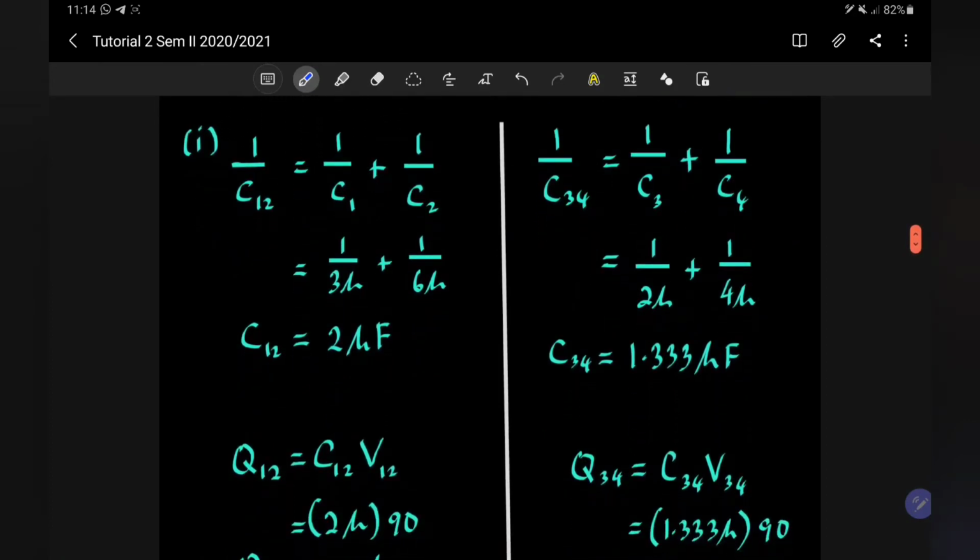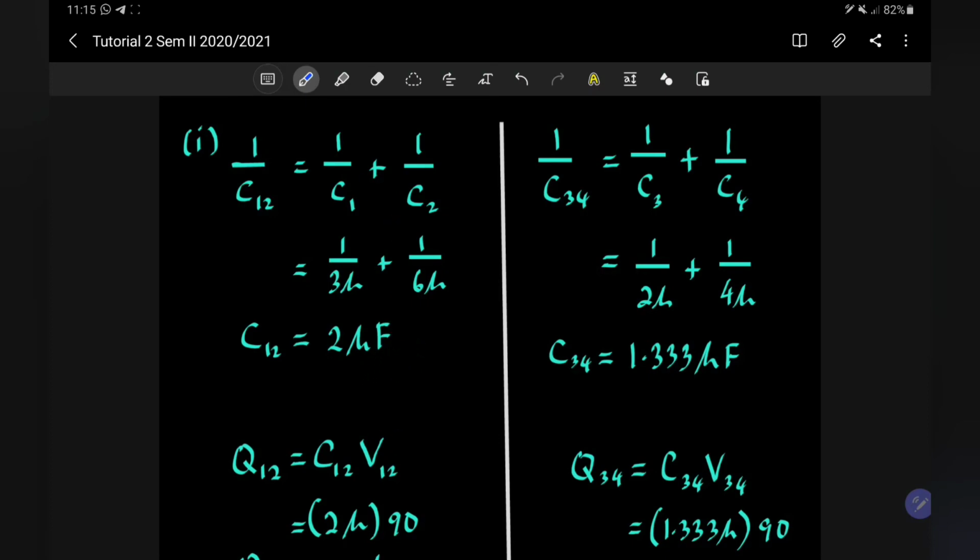We just start with 1 and 2. First we calculate C12. So 1 over C12 equals 1 over C1 plus 1 over C2. Why do we need to use this equation? Because 1 and 2 are arranged in series. By substituting the values of C1 and C2 into this equation, you will get C12, which is equal to 2 microfarad. Again, for the substitution, remember we need to put the prefix, which is 3 times 10 to the power negative 6. Remember that the substitution must be correct. Without the mu or any exponent, the substitution is wrong, so the answer will also be wrong.